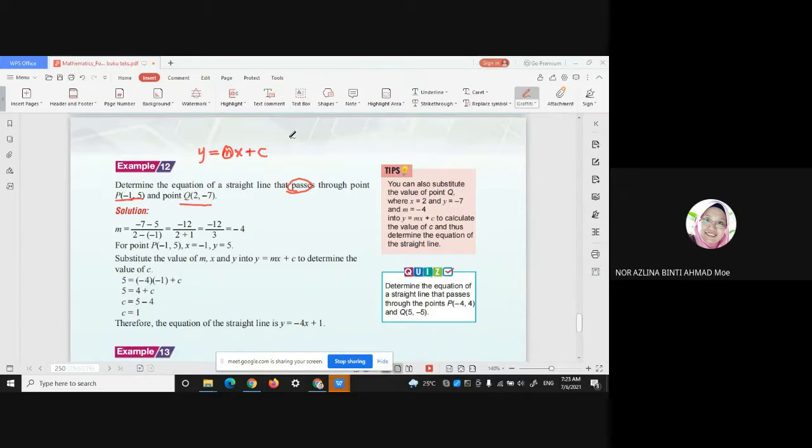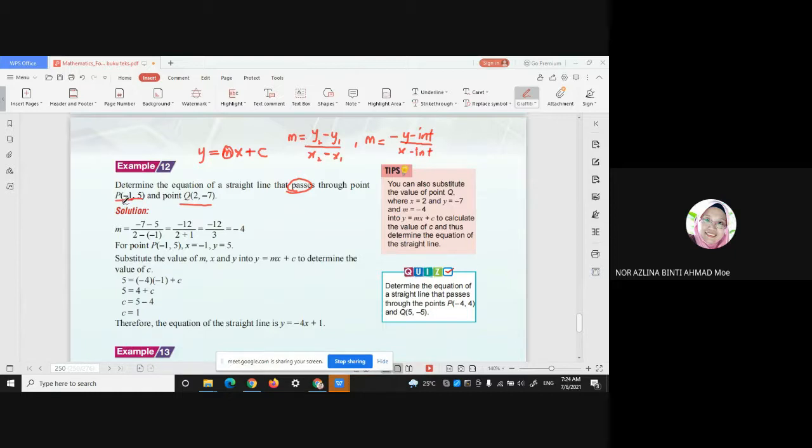What is the formula to get m when the two points are given? It is y2 minus y1 over x2 minus x1. This is the formula to get gradient when two points are given. Just now you learned m equal to negative y-intercept over x-intercept. You can use that formula if the y-intercept and x-intercept are given. If not given, you need to use this formula.